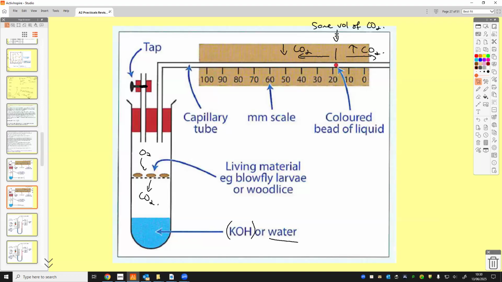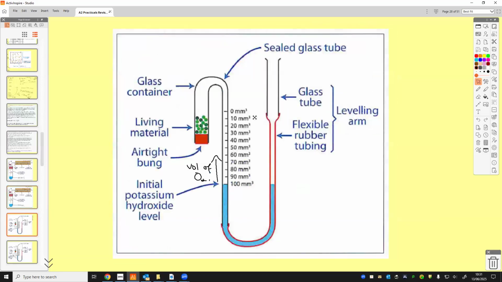So it stays where it is, RQ is equal to 1, so same oxygen consumed as carbon dioxide produced. Moves back, there's less carbon dioxide. Moves away from the tube, in the other direction, there's more carbon dioxide. Again, they could give you this type of thing, which is exactly the same living material here. One thing to note is if they're using plant material, you need to do it in the darkness, because photosynthesis would have an effect. So if it's plant material, it needs to be done in the darkness.